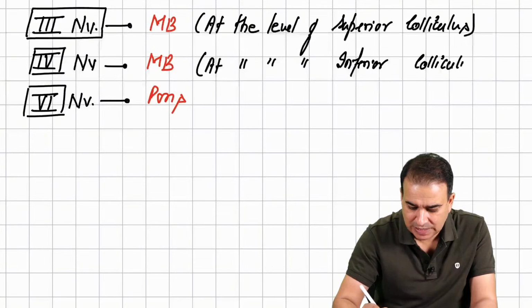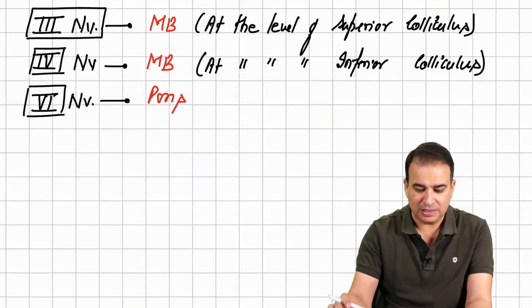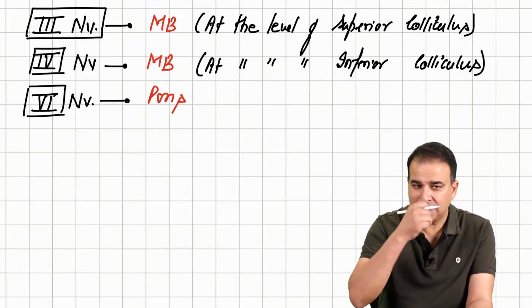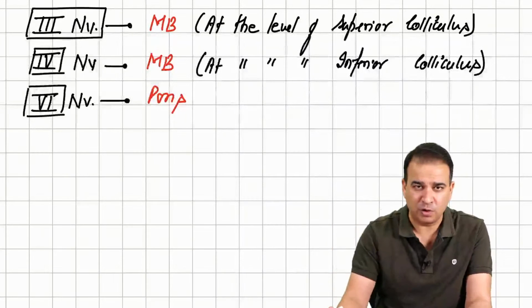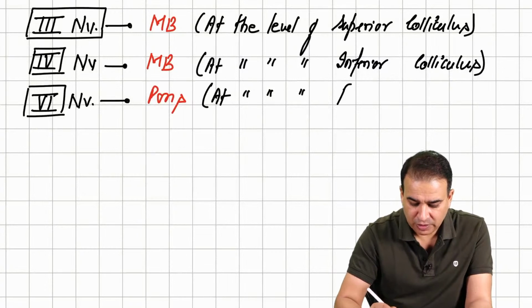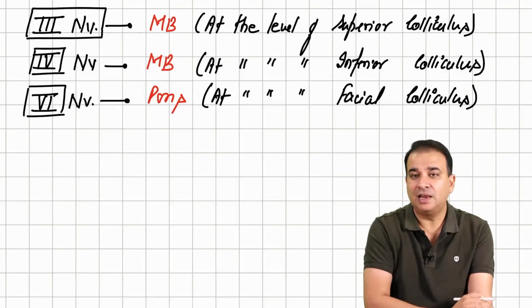We will discuss the superior and the inferior colliculus eventually in neuroanatomy. One section is taken at the level of the superior colliculus, one at the level of the inferior colliculus, and the sixth nucleus is present in the pons, at the level of the facial colliculus.